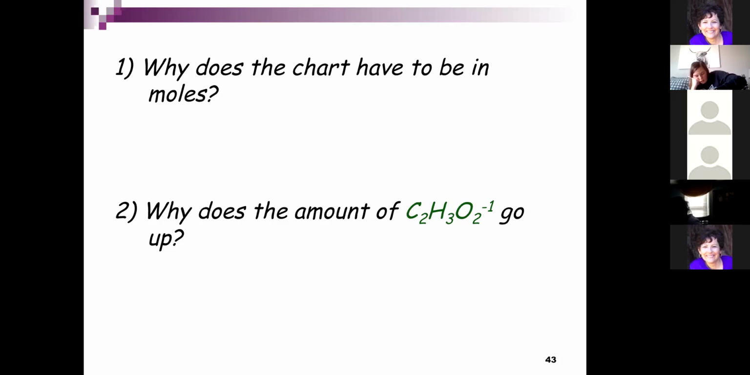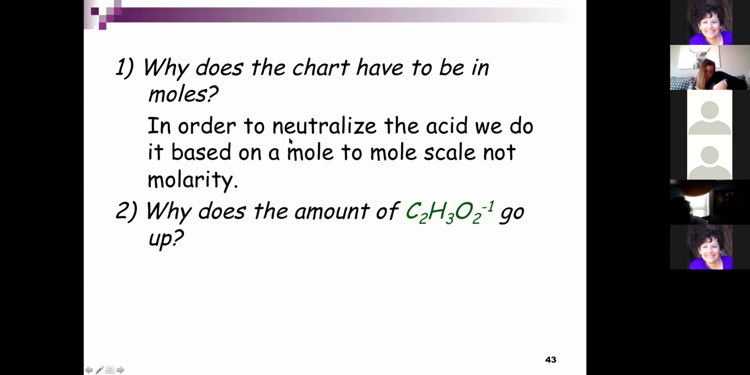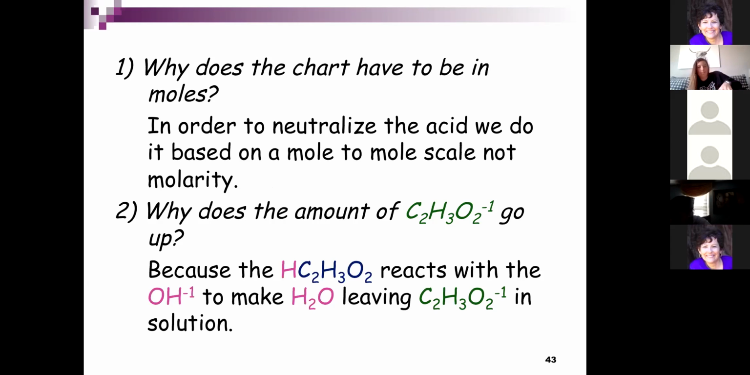So I can mix different volumes with different concentrations as long as I pay attention to the number of moles that's there. So when we do this, the number of moles of acid and the number of moles of base are the ones that we're concerned about when we go to adjust the pH of this buffer. So we have to have the moles of acid and the moles of base to be able to see how we're neutralizing them. And then the molarity is of less importance until we go back to do the Henderson-Hasselbalch.